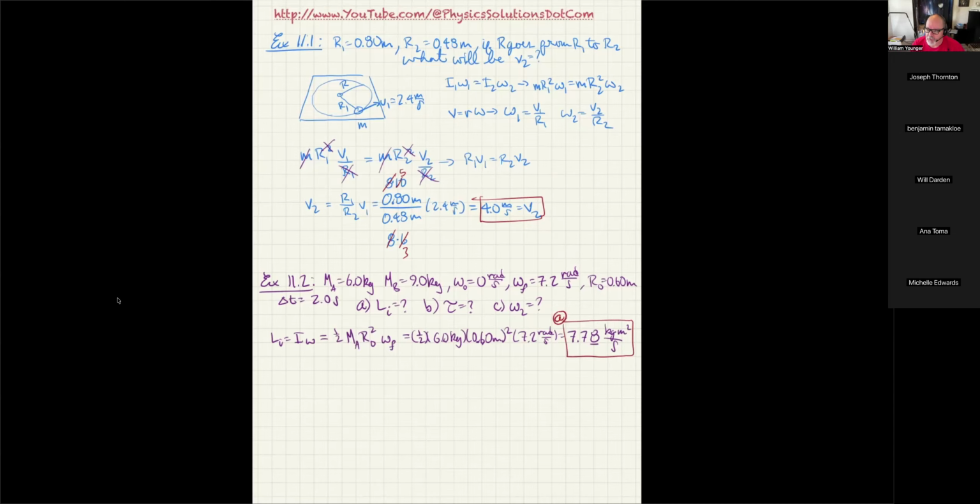Your book called the answer 7.8. I'm carrying an extra sig fig, so you can see it does round to 7.8. Now for part B, they want us to calculate the torque.